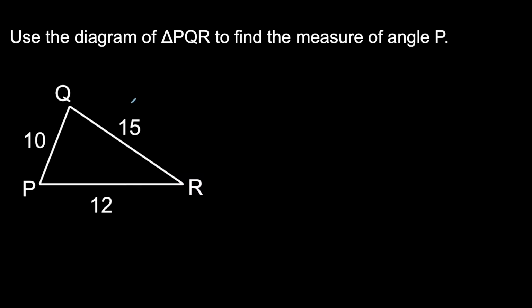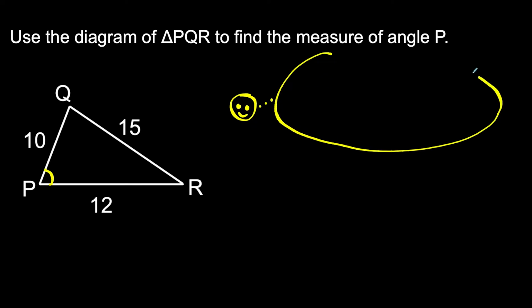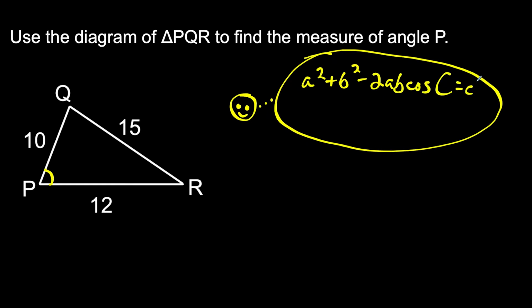So for this question, we have a diagram of triangle PQR, and we want to find the measure of angle P, which is this angle over here. Now, one of the most common things I see students struggle with in questions like this is setting up the formula correctly. Because as we saw on the last page, we had a squared plus b squared minus 2ab cosine of angle C is equal to c squared.